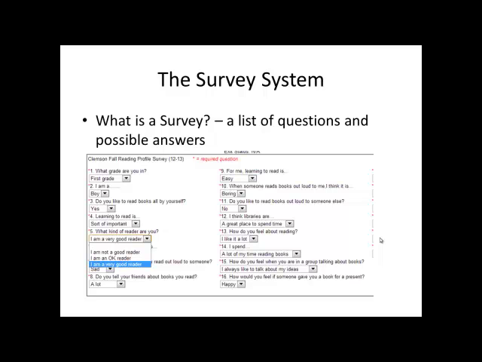So just to get a quick definition, what is a survey? A survey is a list of questions and possible answers. So here's an example. You see a survey with a list of questions, and on this one a lot of drop-down boxes with the possible answers to those questions.